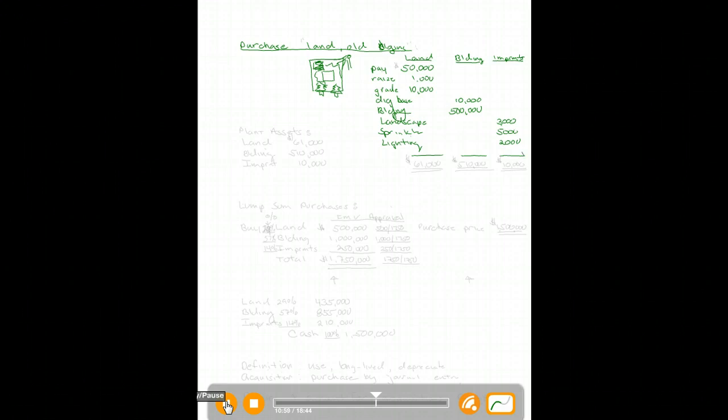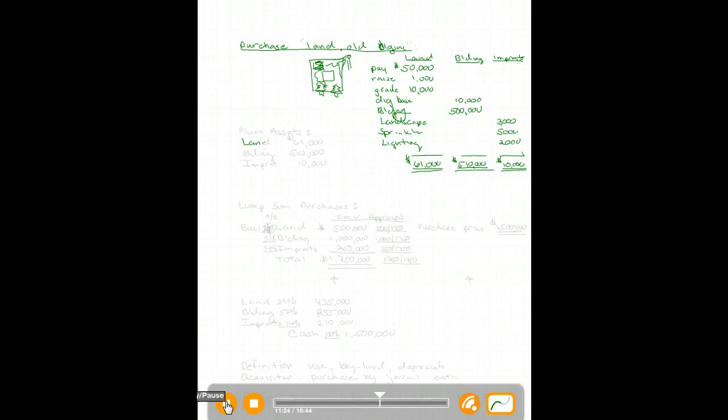By the time we had suffered all of these costs, our land would be $61,000. The cost of our building would be $510,000. And the cost of our improvements would be $10,000. We would capitalize these costs onto the balance sheet.